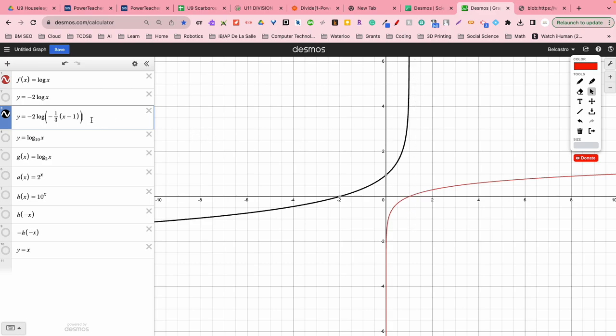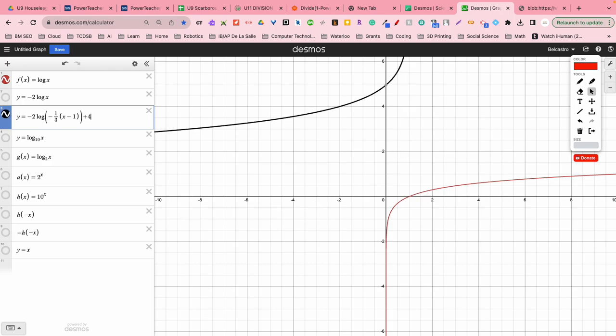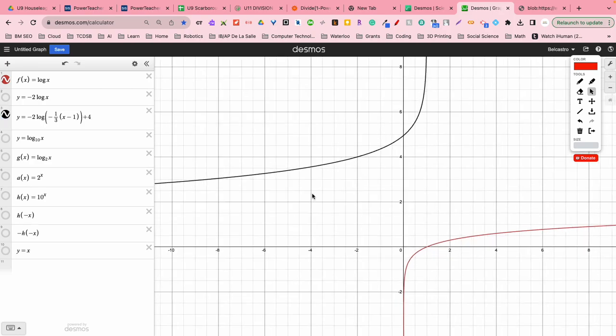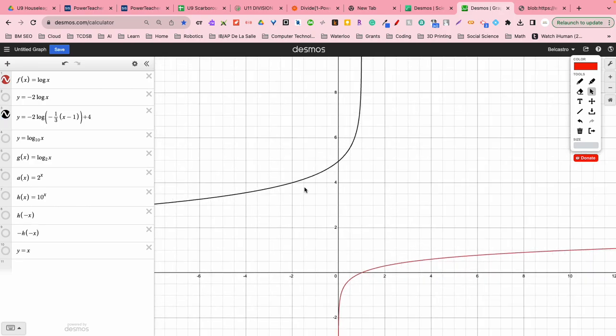Okay, and then here we said we're going to add 4. The whole thing is going to shift up 4 units. So it's moving up 4 units from where it was before. So this is a very different looking graph. In fact, it looks like it's exponential now, but that's because of all the flips and compressions that we've done to this, and mainly the flips. We've done 2 flips. It almost looks like it's an exponential function instead.